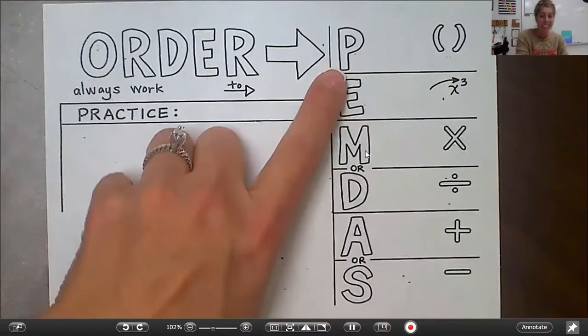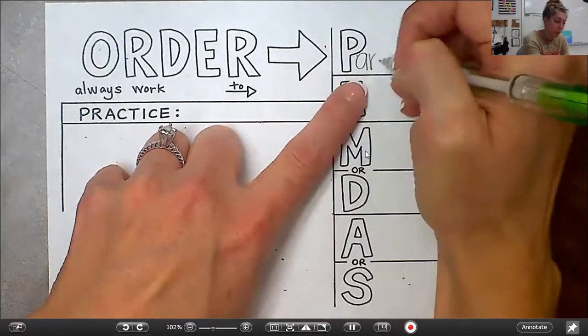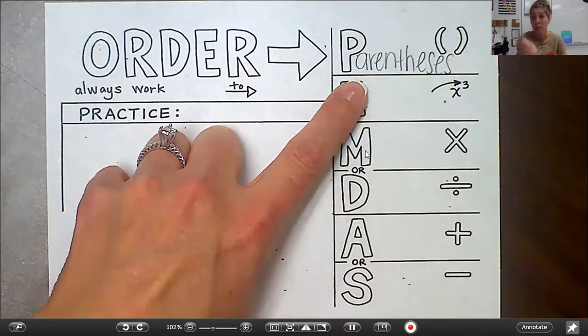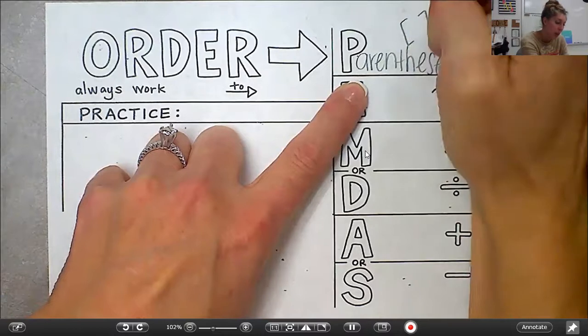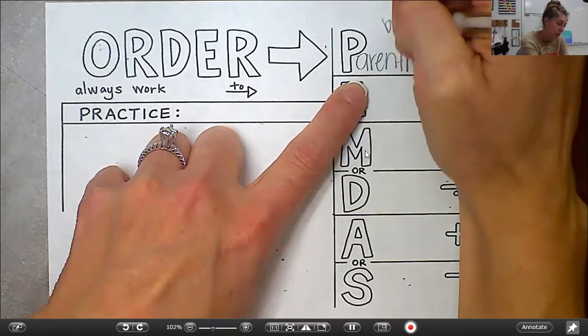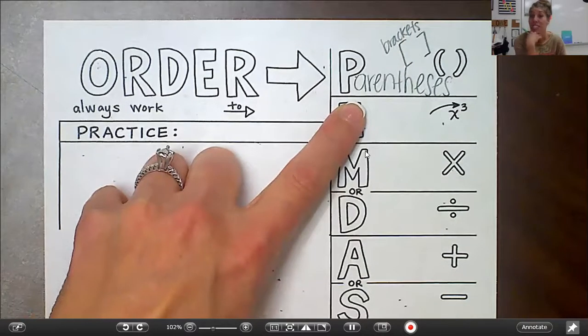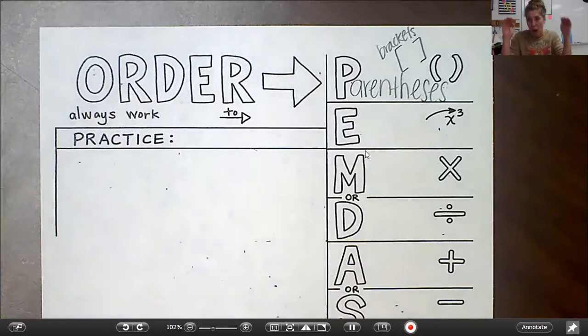So the first step in order of operations is to make sure you don't have any parentheses to take care of. If you do, this is absolutely your first step, to do the parentheses. You can also have brackets, and this is why some teachers use the G for grouping symbols, right? That's what parentheses and brackets do, is they group numbers together.